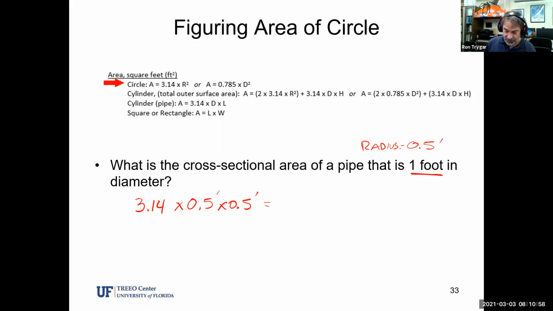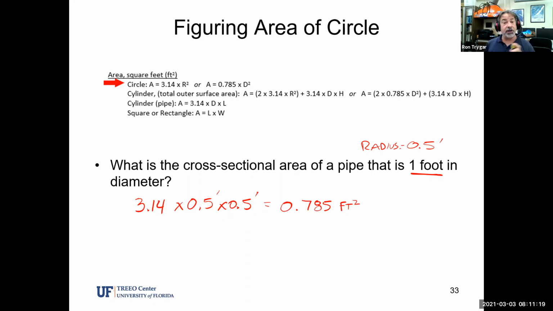3.14 times 0.5 times 0.5, and I get 0.785 feet. Now this is feet squared because we're working with area. So the opening of that pipe, 1 foot in diameter, is 0.785 square feet.